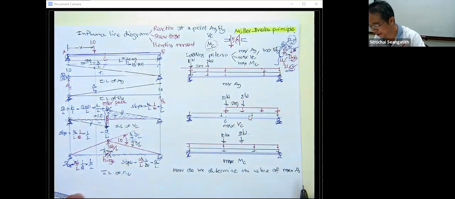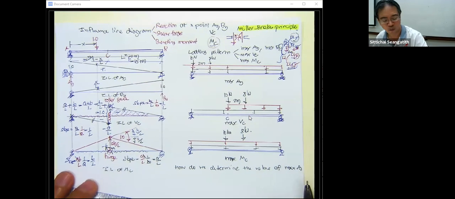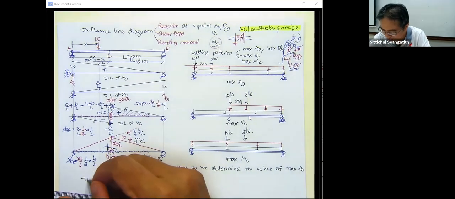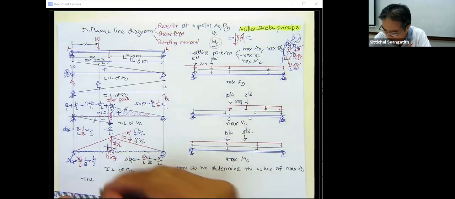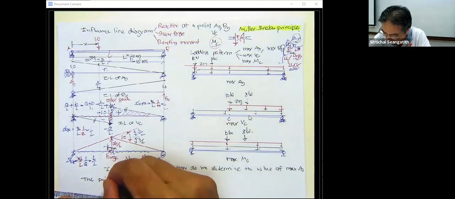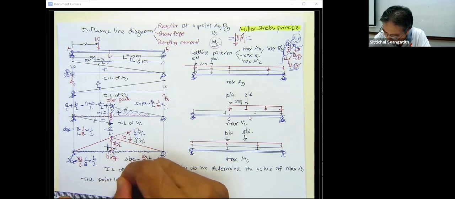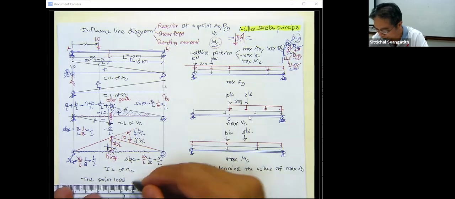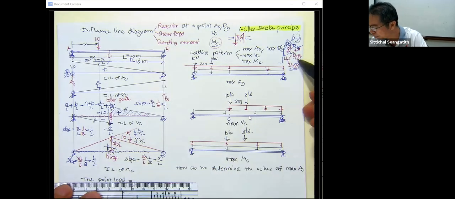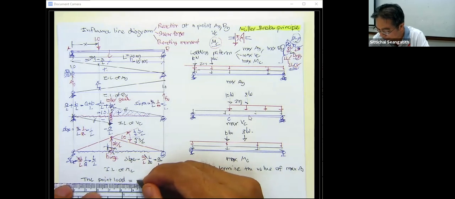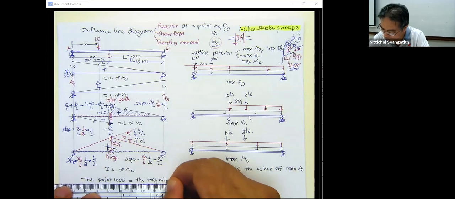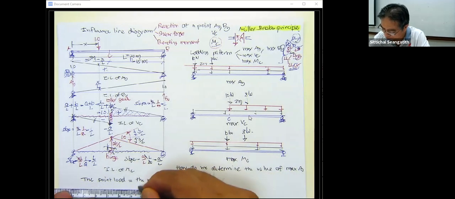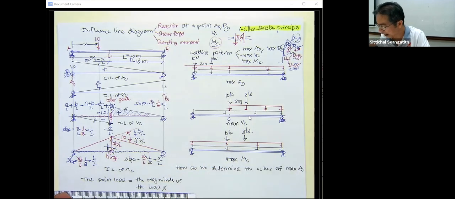Okay, by doing this, I should pinpoint one thing. The point load can be determined from what? The point load can be determined from the magnitude of the load, times what?